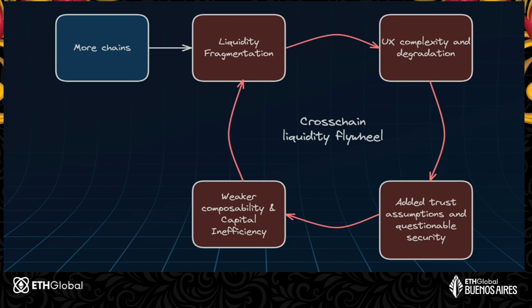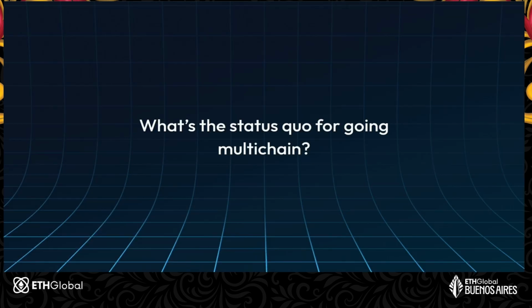If you look at the cross-chain liquidity flywheel, which is very important for any chain that is being launched, you see there are more chains, there's liquidity fragmentation, the UX doesn't work, you have to go to some trustless bridge, and then there's weaker composability, there's no liquidity on the chain. That's why we have built something for multi-chain.